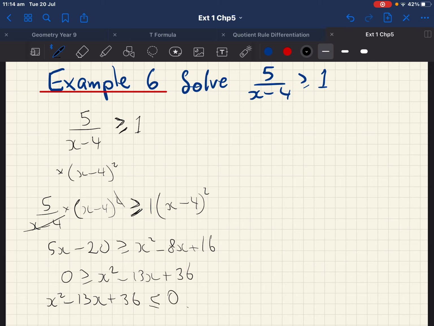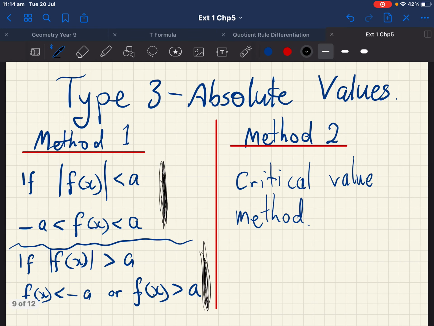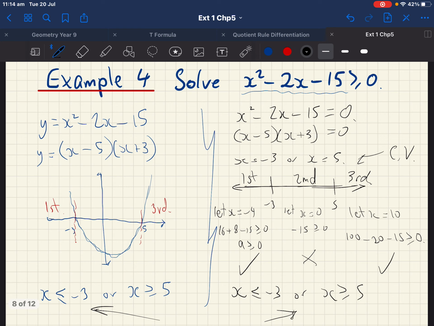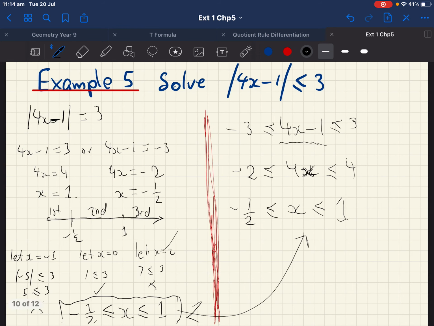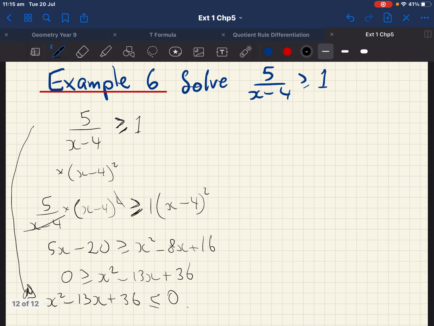By flipping them around, so now I've got a less than or equal to 0. By multiplying both sides by (x − 4)², ultimately this has just become a type 2 inequation, just like we saw back over here. It's just a standard quadratic inequality. And again, use whichever method you like.